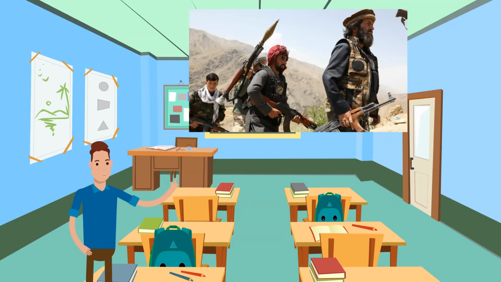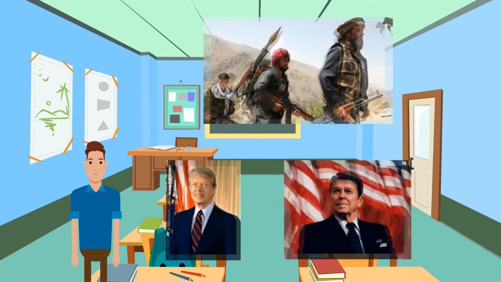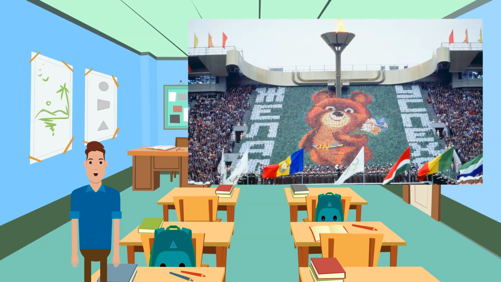The Mujahideen fought against the Soviet invasion. They had support from the American government, first Jimmy Carter, then Ronald Reagan, which funded American equipment and supplies, which was sent into Afghanistan via Pakistan. America also boycotted the Moscow Olympics in 1980 in protest at the Soviet invasion.